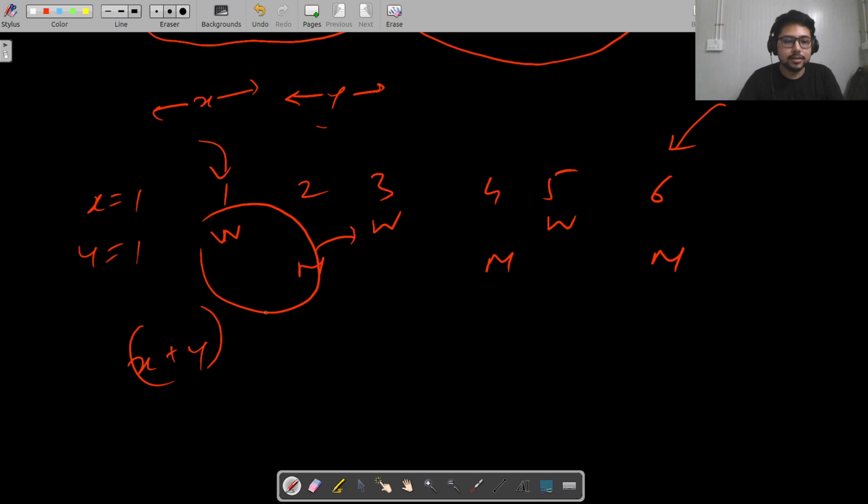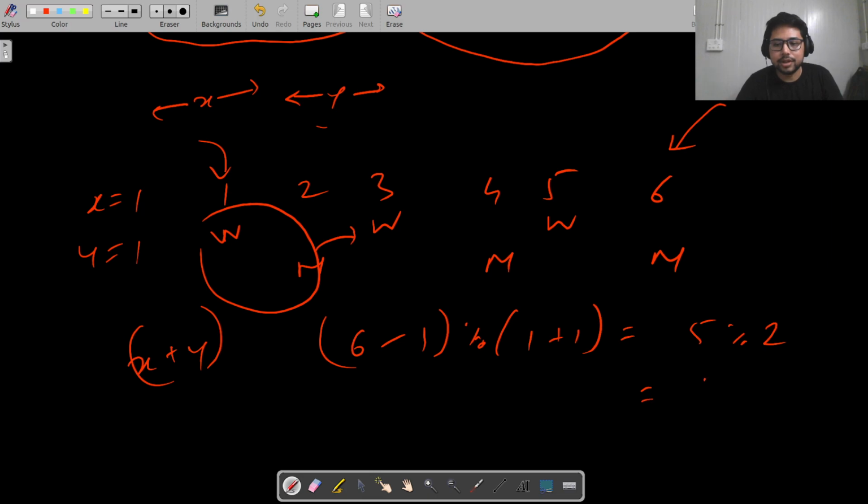The only thing that matters is whether the train is in active mode or in maintenance mode, which can be obtained by a simple observation: you can find the difference of the distance mod x plus y. For this example, we see that it comes to 5 % 2, which is 1. From here we can easily conclude that at position 6 it will be under maintenance.